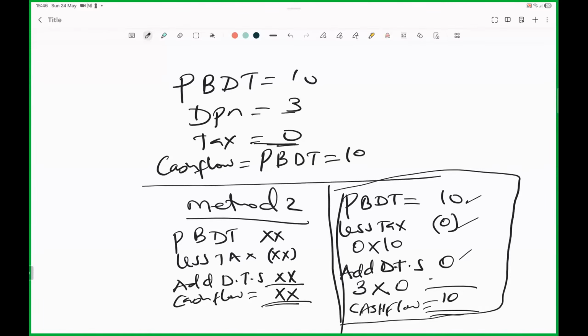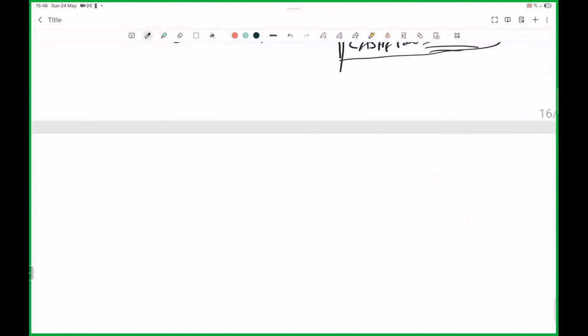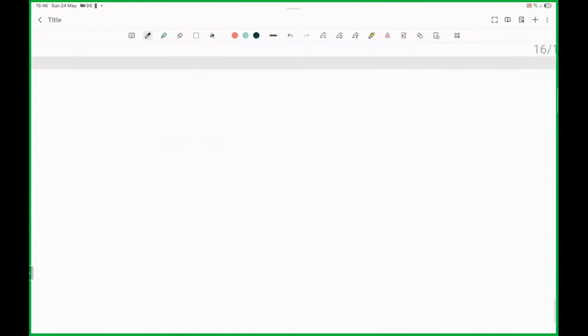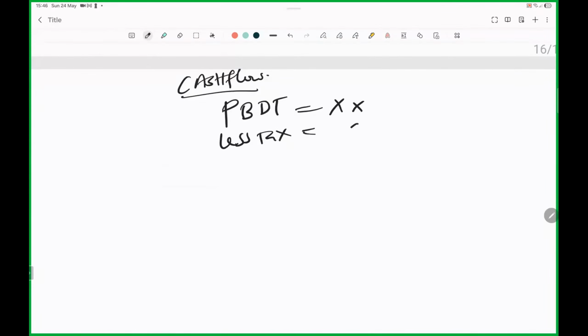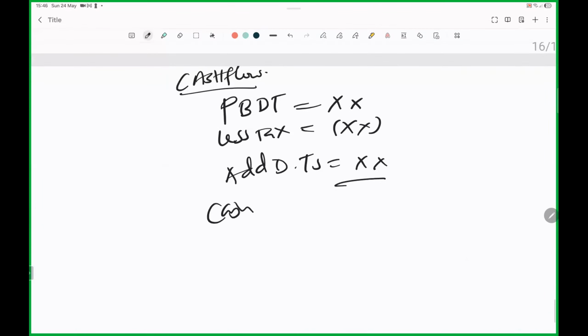Because in finance, you can't discount profits. In finance, we can only discount cash flows. And how do we get cash flows, my friends? Please listen. Anytime you want to get cash flow, the format is you take PBDT like this, you less tax on it like that, and then you add depreciation tax shield like that. You'll be able to give us what we call the cash flow.